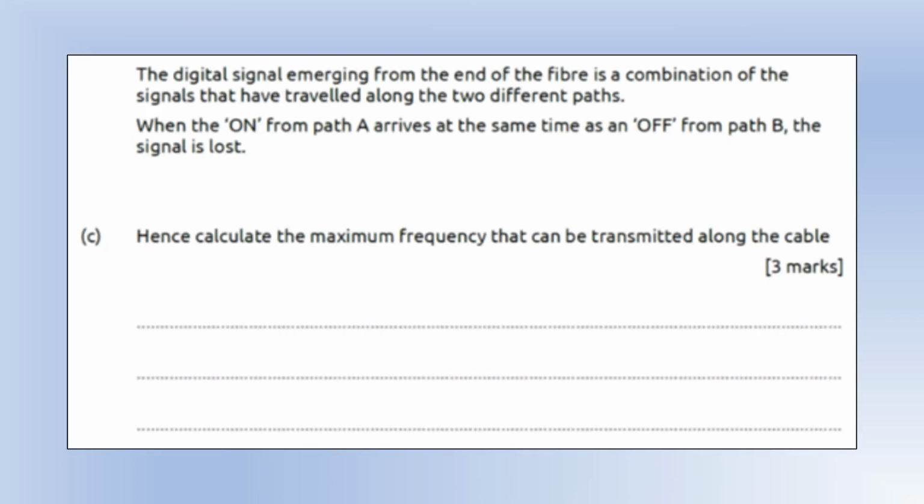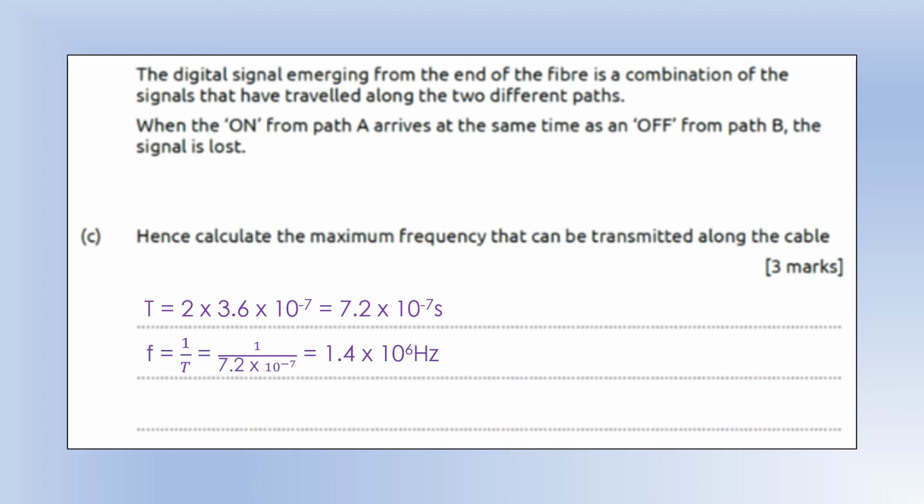So the digital signal emerging from the end of the fiber is a combination of signals that have traveled along the two paths. When the on from path A arrives at the same time as an off from path B, the signal is lost. Calculate the maximum frequency. So the time period is going to be 2 times the difference, because if one is on and one is off, they are clearly half a time period apart because they're at opposite parts of the cycle. So that means the 3.6 times 10 to the minus 7 represents half a time period. So we times that by 2 to get a full time period. And once we've got a full time period, that allows us to calculate what the frequency is there.